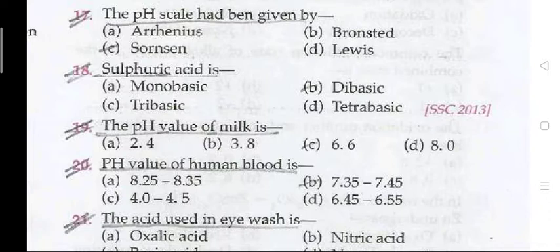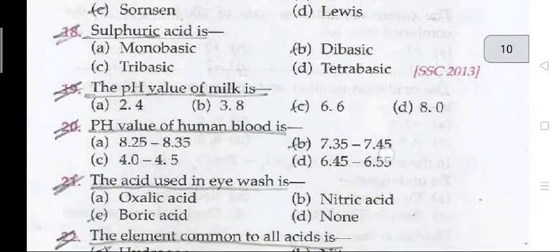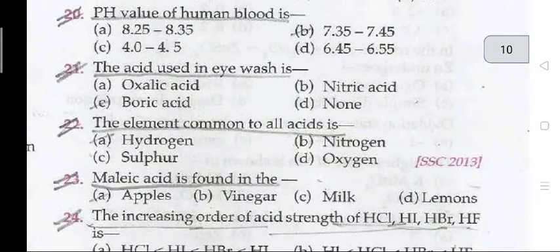Question 18. Sulfuric acid is dibasic. Question 19. The pH value of milk is 6.6. Question 20. pH value of human blood is 7.35 to 7.45. The acid used in eye wash is boric acid. And the element common to all acids is hydrogen.